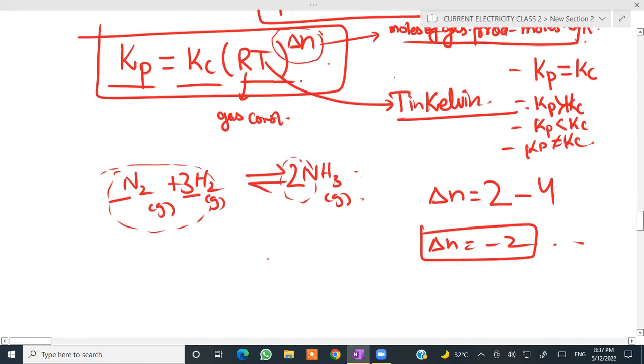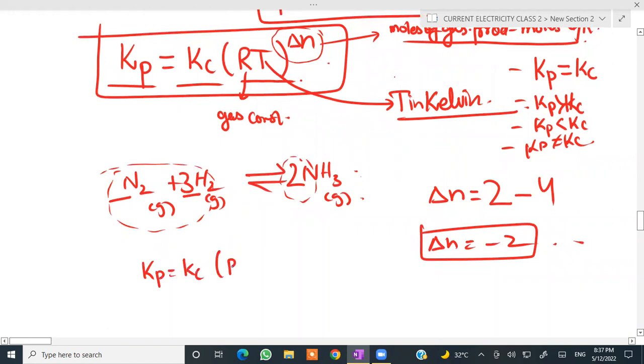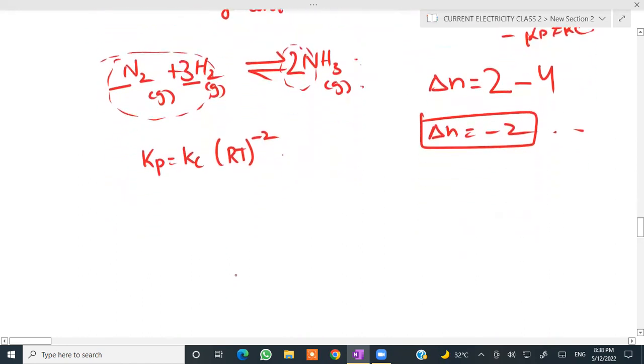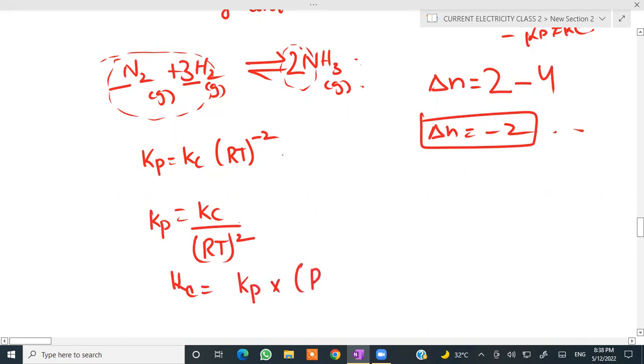What does -2 indicate? Kp equals Kc multiplied by RT to the power of -2. What does this tell you? Kp is greater or Kc is greater? This will tell you that Kc upon RT to the power of 2 equals Kp, right? And so Kc will actually equal Kp multiplied by RT squared.